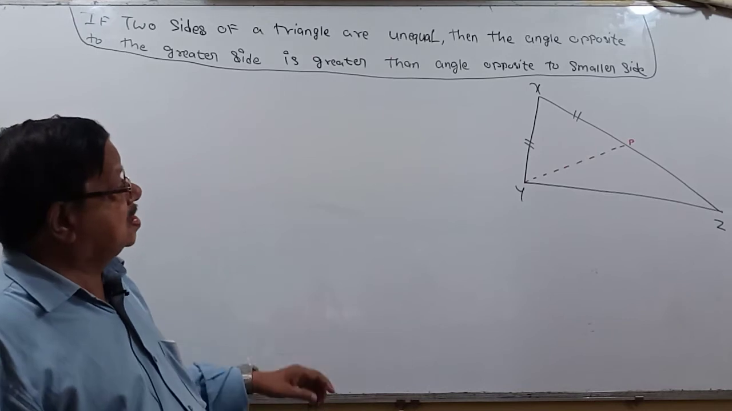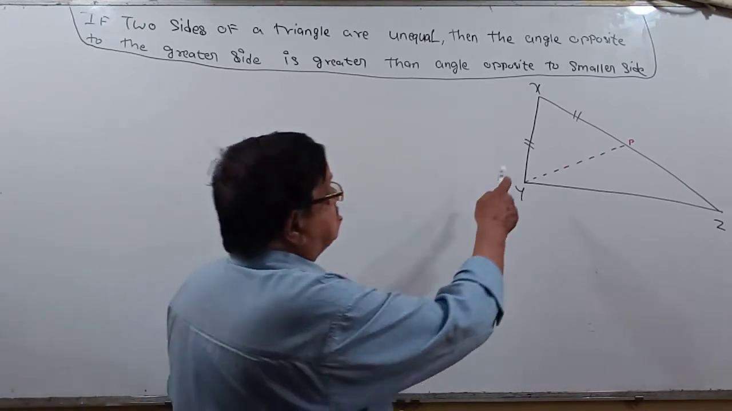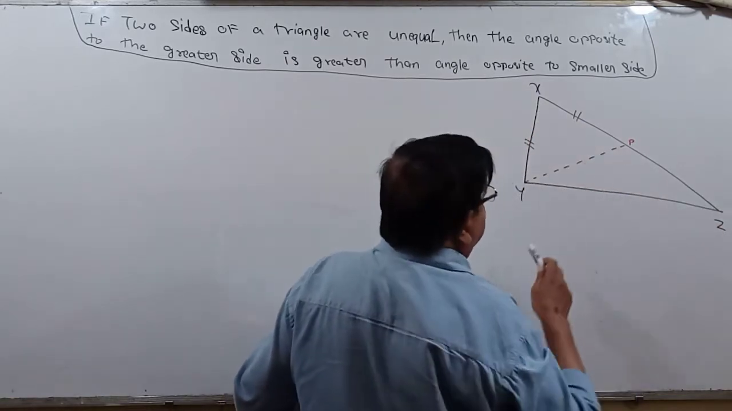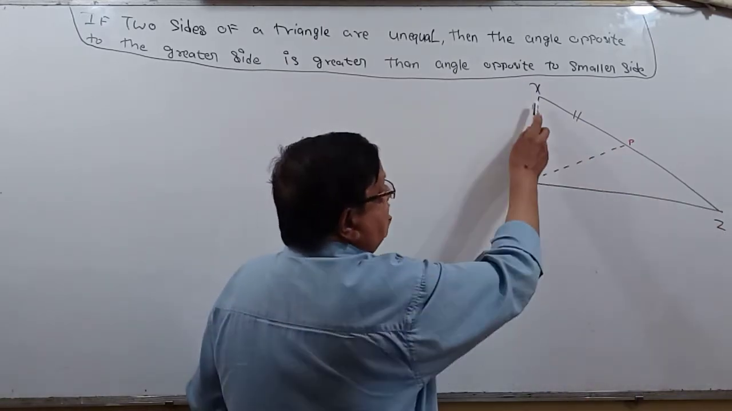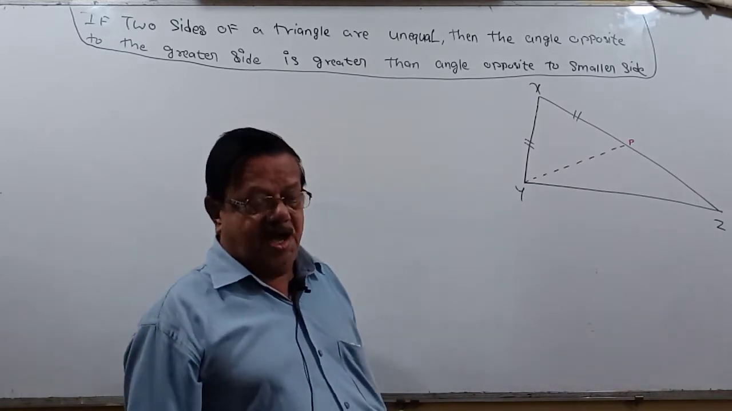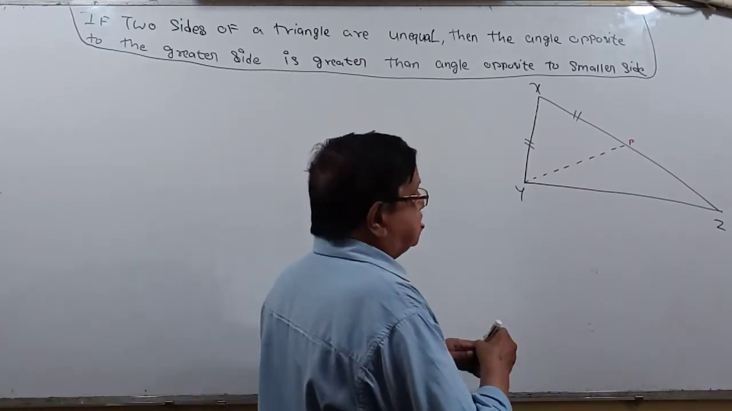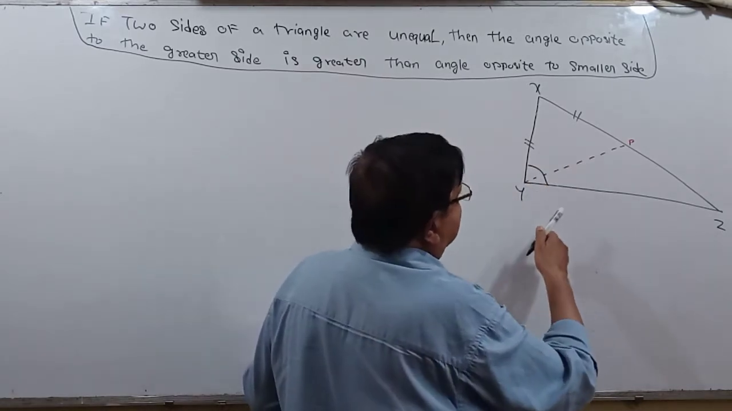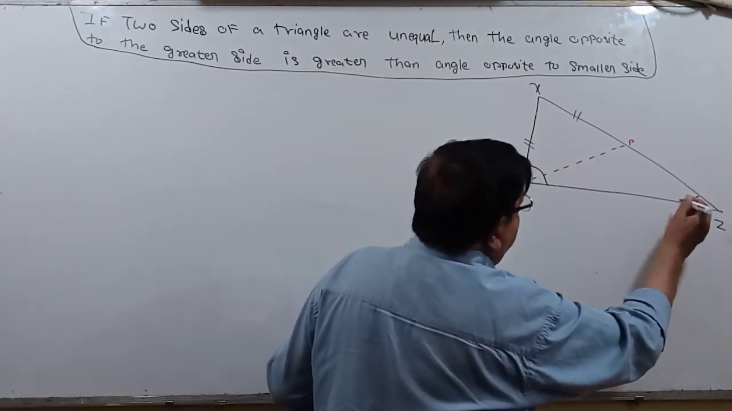Now, if two sides are given, xy and xz, which is bigger? Definitely xz is bigger than xy. Then the theorem says that the angle opposite to the greater side is greater. This angle is greater than this angle.